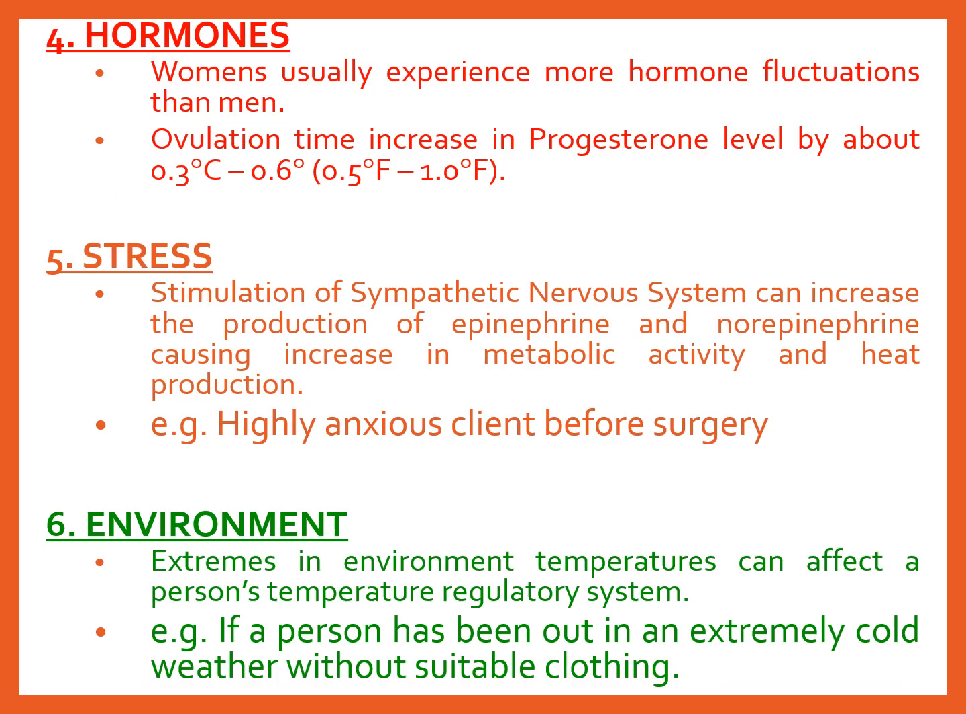Another factor that affects body temperature would be our hormones. Women usually experience more hormone fluctuations than men. At ovulation time, progesterone levels increase body temperature by about 0.3 to 0.6 degrees Celsius. Another factor would be stress. Stimulation of the sympathetic nervous system can increase the production of epinephrine and norepinephrine, causing an increase in metabolic activity and heat production. An example would be highly anxious clients before surgery, which could cause an increase in temperature.